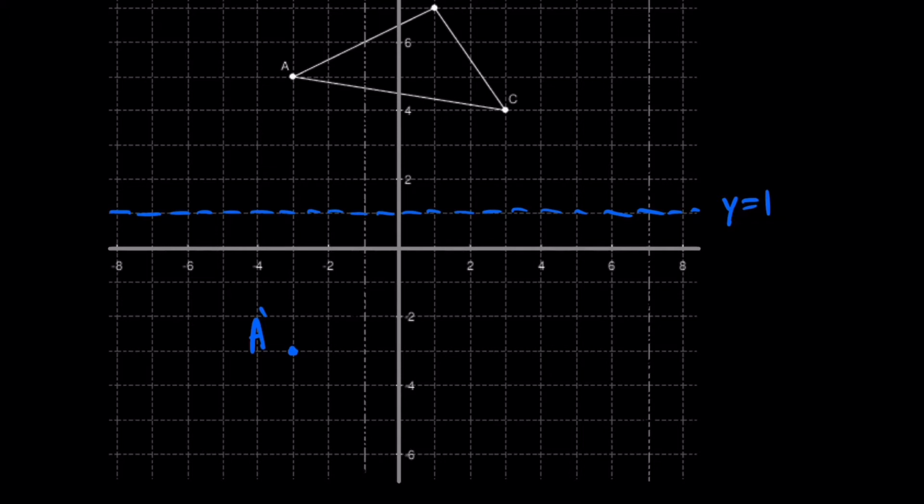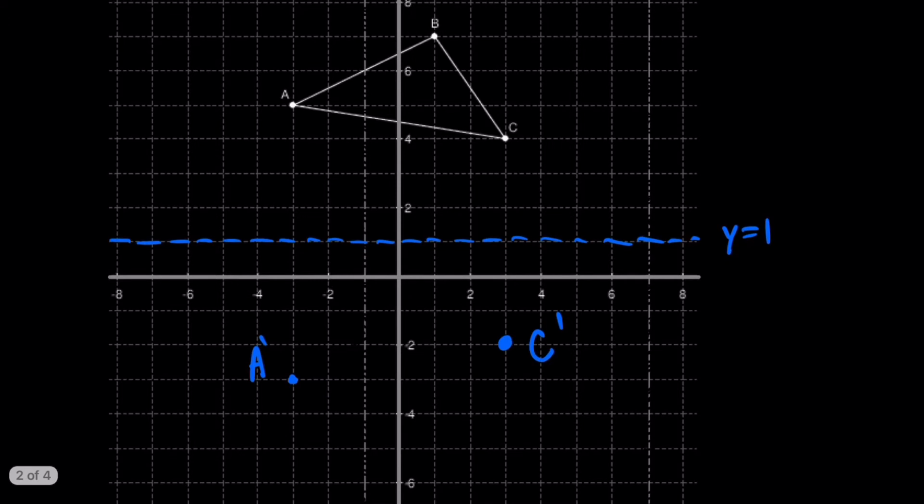I'll do the same thing with C. That distance is 3, so I need to go 3 in that direction. So that point goes here. There's C prime. And then B, I would count 1, 2, 3, 4, 5, 6 to the line, and 6 beyond it. That would be B prime. And then fill in the sides.